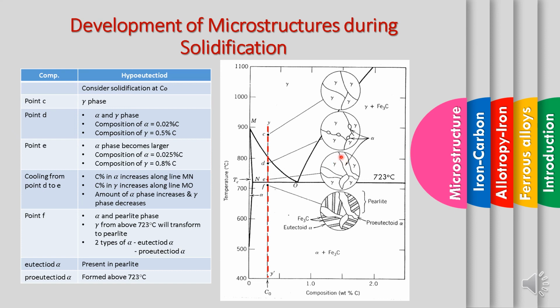Okay, and when it reaches E, the alpha phase becomes larger. We can see here the alpha phase, the green boundary, where the alpha starts to nucleate and gets bigger and bigger at point E. The composition of alpha and gamma, we can get by making a projection from this line to the composition axis, and we get the values 0.025 and also 0.8 at this point.